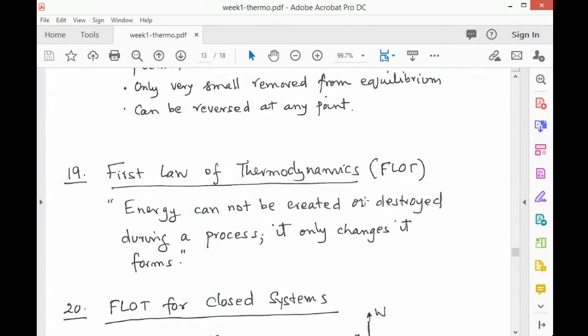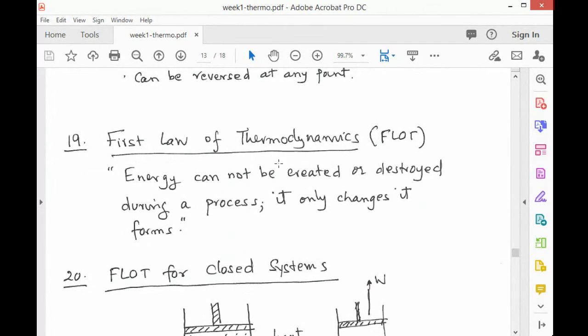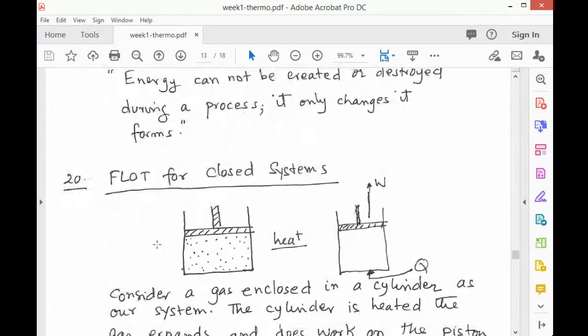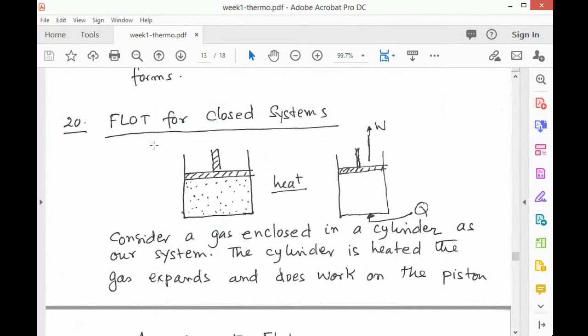Nope, clear. Very good. Now we talk about the first law of thermodynamics. This is a statement: energy cannot be created or destroyed during a process. It only changes forms. For example, consider a closed system. This system is closed because there is no mass transfer, there is no leakage, there is no pipeline. It's a closed system.